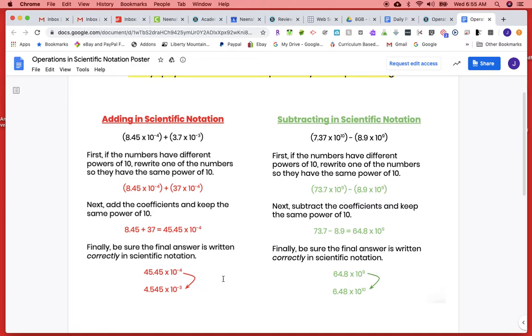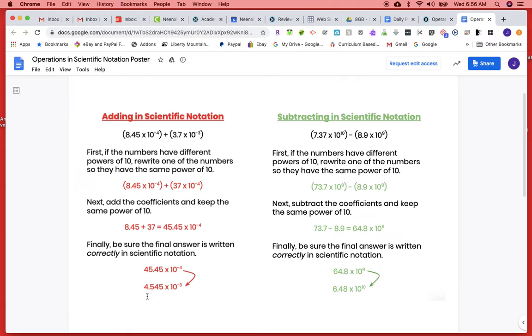Lastly, we need to make sure that the final answer is written correctly in scientific notation. So our answer is 45.45. This coefficient is too big. We have to remember our coefficient in front has to be between 1 and 10, and 45 is way too big. So I need to move my decimal one place to the left. In LARS, since we're going left, L-A, we need to add 1 because I moved it one place. So negative 4 plus 1 is negative 3. So our final answer is 4.545 times 10 to the negative third.